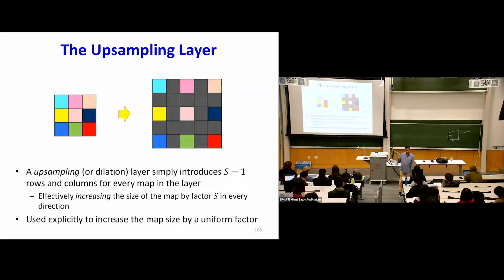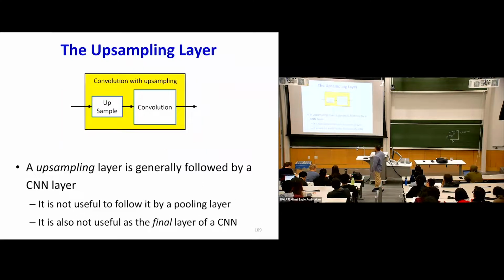Any other questions? I'm reducing the size of the maps, but I could be doing something else. I can also try to increase the size of the maps. So how would I do that? I'm just going to stick zeros between adjacent rows and adjacent columns. If I want to upsample by 2, I'm going to introduce one column of zeros between adjacent columns and one row of zeros between adjacent rows. If I'm upsampling by 3, there'll be 2 columns of zeros and 2 rows of zeros. Now, upsampling is generally followed by not a CNN, but a convolutional layer.